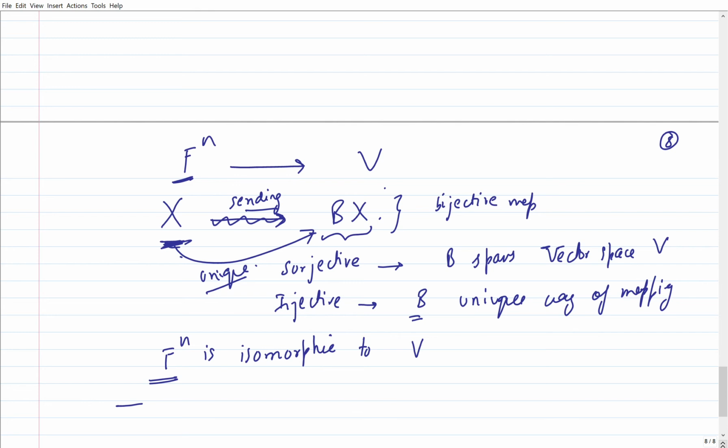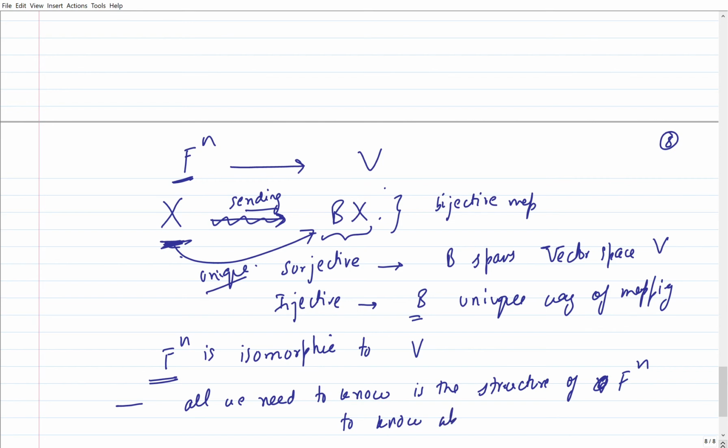That's why linear algebra essentially is a study of matrices and column vectors. So all we need to know is the structure of Fn to know about V.